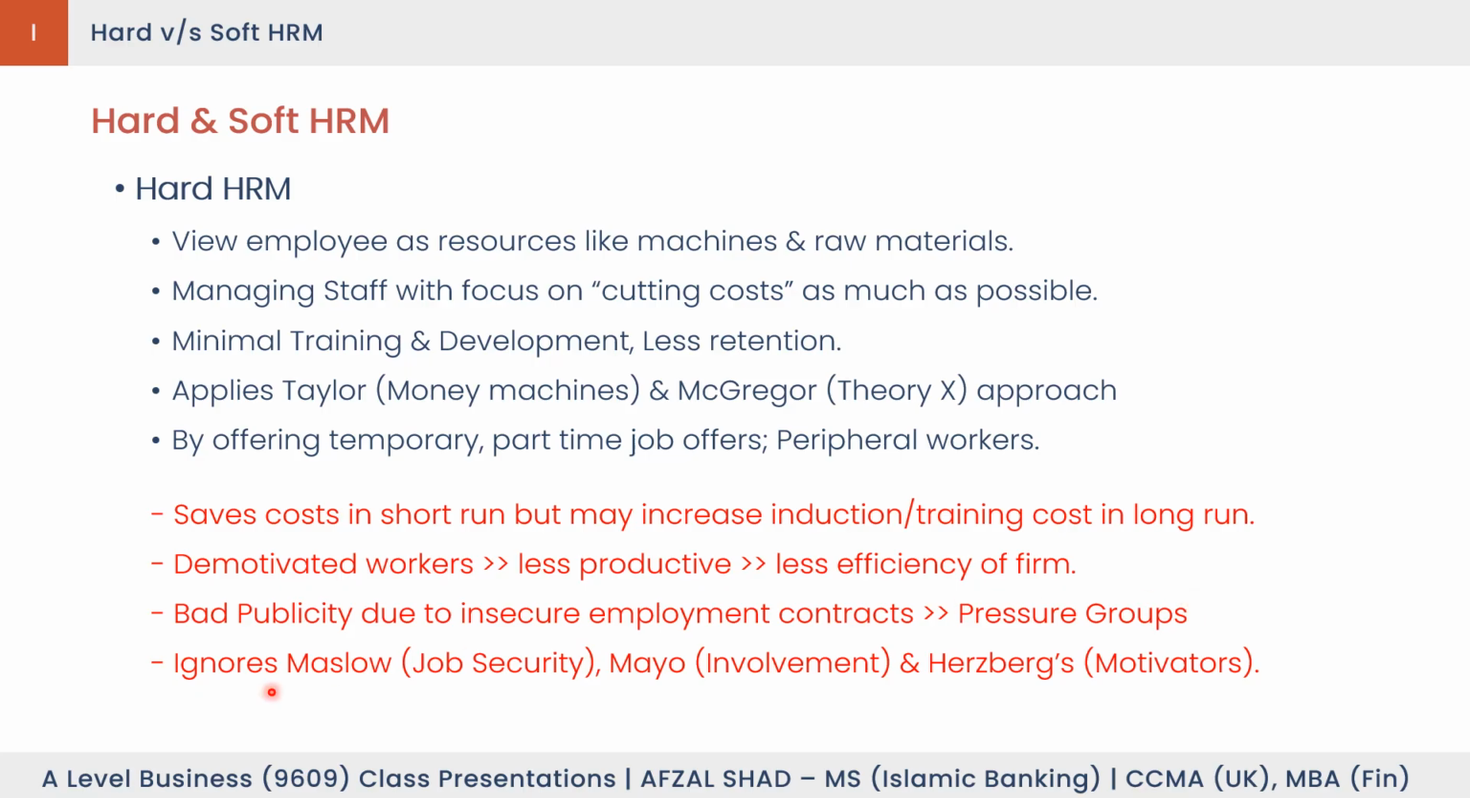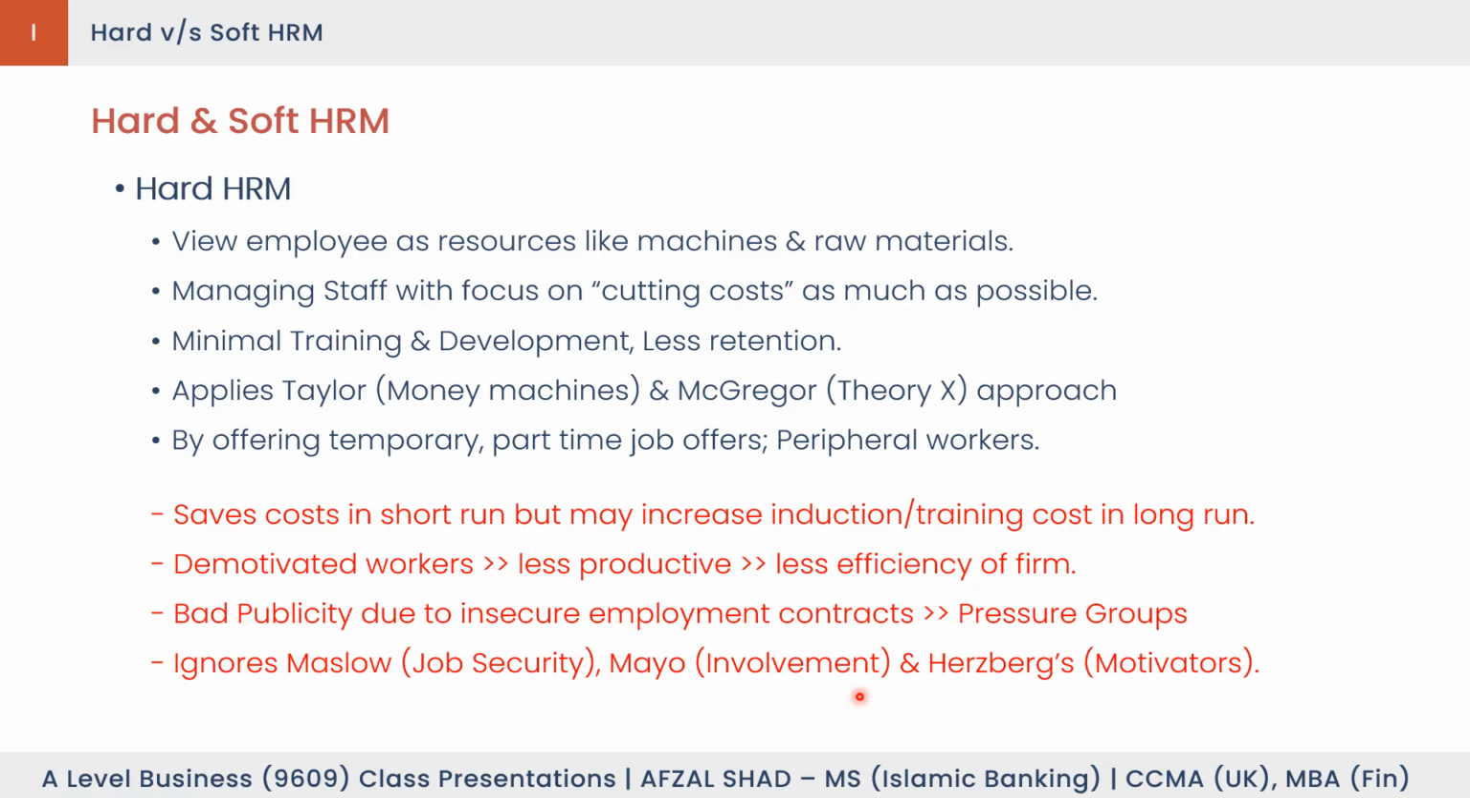Third, it ignores Maslow's job security element. That's what we have discussed. Mayo's involvement element says that employees must be involved in the decision-making process. Whenever we are making a big decision, involve the employees. You are just making changes in an organization and firing the employees.